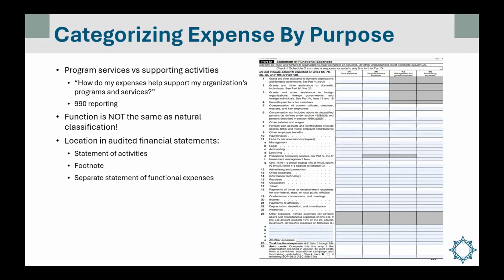Can I interrupt you for a second? We had two questions come in. The first one is, is MNG also another term for management costs? Yes. Okay. And the second one is, could salary ever be considered a programming expense or always G&A, considering a small single employee nonprofit?